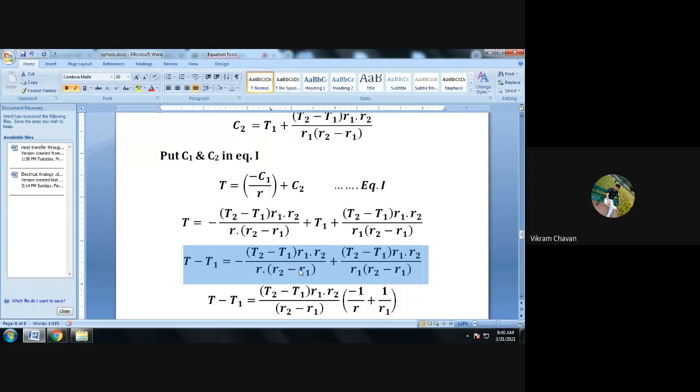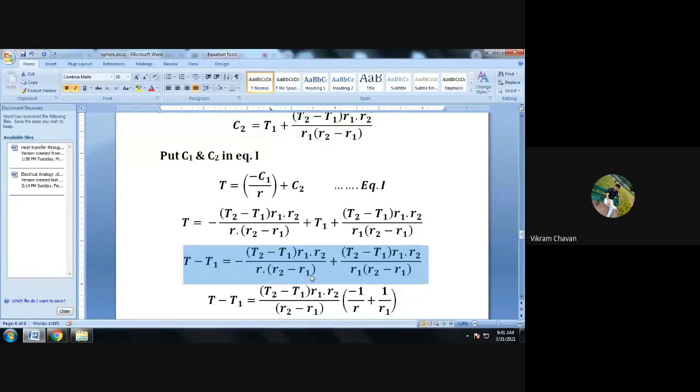Now further, in this equation, in these terms, T2 minus T1, R1 multiplied by R2 and whole divided by R2 minus R1, these four terms are common. So we have taken common out of the bracket T2 minus T1 multiplied by R1 multiplied by R2 divided by R2 minus R1.